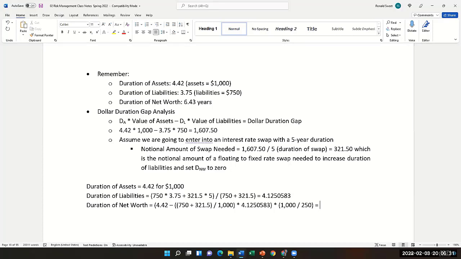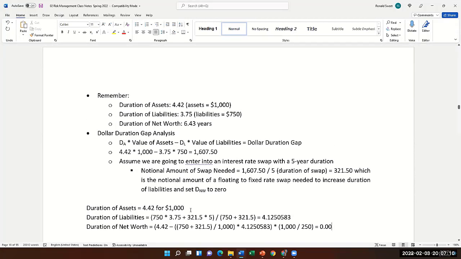321.5 divided by 1,000,000,000 times 4.1250583. When I do that, I don't get the number I wanted because I hit the wrong button. Yeah, I get 0.00000003. So it's essentially 0. If I use the unrounded numbers, it should come out exactly to 0. So when I click on the unrounded number, I get exactly 0.